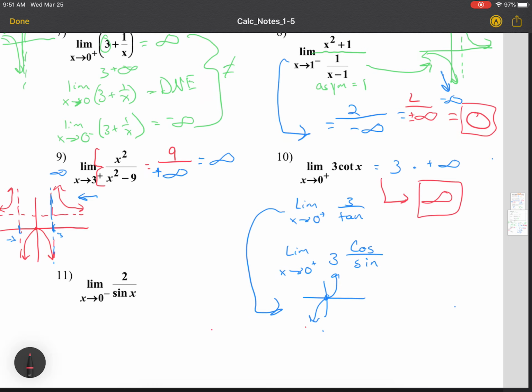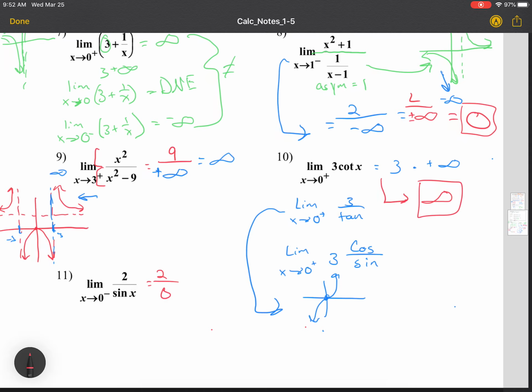Okay, 11. And then I'm going to write just a quick study guide for all this stuff going forward. So we're looking at x going to 0 from the negative side. We have 2 over sine of x. The big thing to think about is, again, breaking this up. So 2, we know that our limit's going to be 2. And sine, as it approaches 0 from either side, is going to be 0.